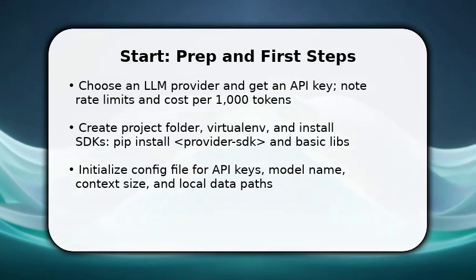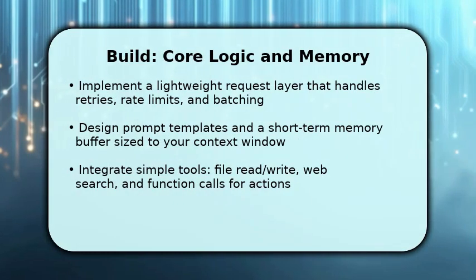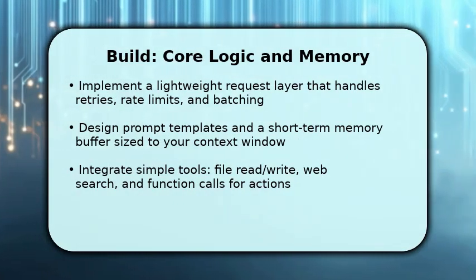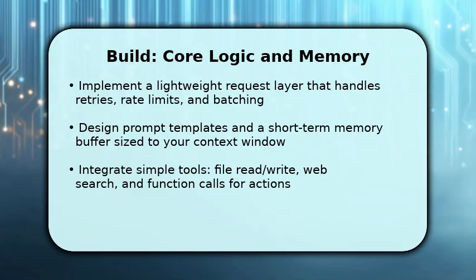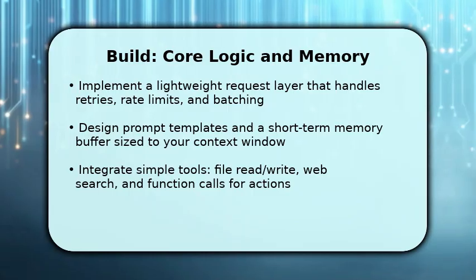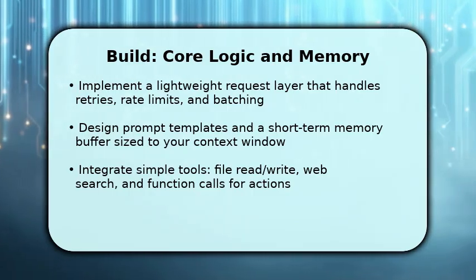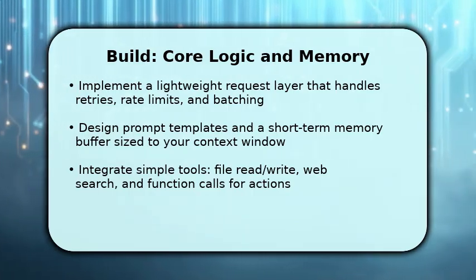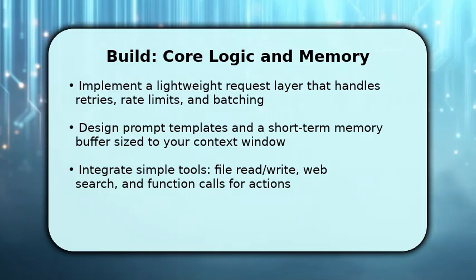You do this early to make development repeatable and to ensure your first API calls work without later reconfiguration. Next, implement a request layer that handles retries, rate limits, and batching so your assistant is robust under load. Then design prompt templates that separate system, user, and tool instructions. Make sure you keep a short-term memory buffer sized to the model's context window.